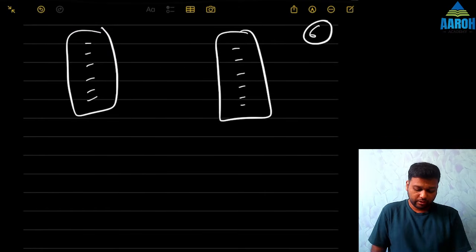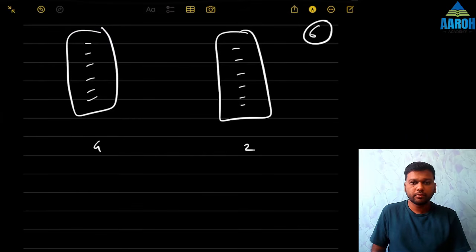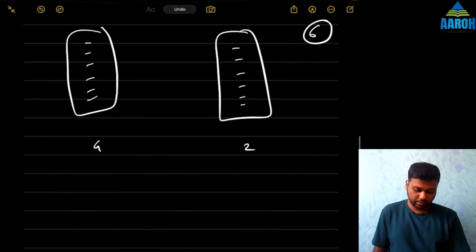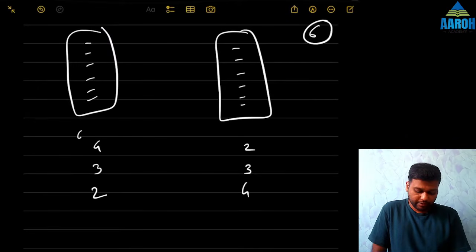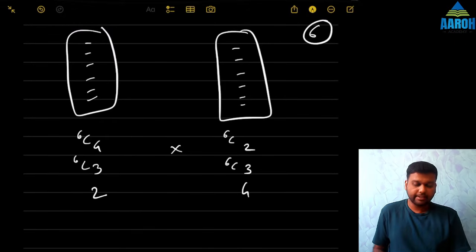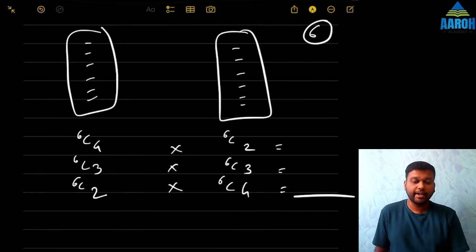He can solve maybe 4 questions from this group and 2 questions from this group, or he cannot solve 5 and 1, okay, because 5 is not allowed. So he can solve maybe 3 and 3, or he can solve 2 and 4, and that's it, right? So we'll have 6c4 and 6c2, or 6c3 and 6c3, or 6c2 and 6c4. So this is what we have to find and add.